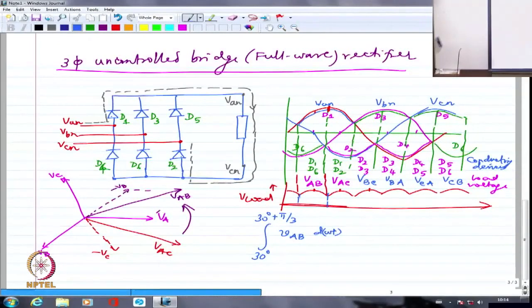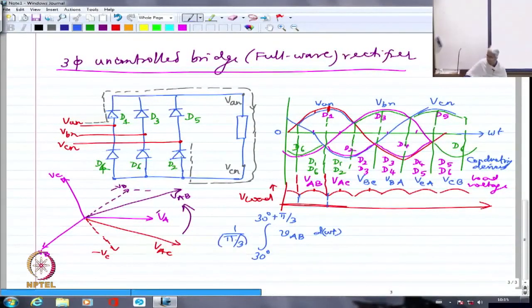So if I integrate VAB, assuming this is omega t equal to 0, it starts from 30 degrees and goes until 30 degrees plus 60 degrees, which is 90. The 60 I have written as pi by 3. And it has to be averaged over pi by 3. This is my output voltage.